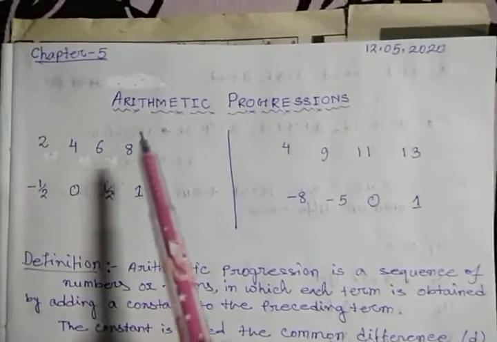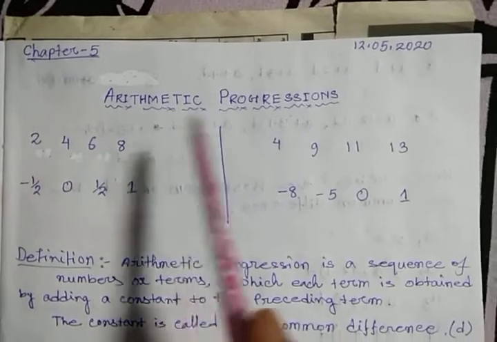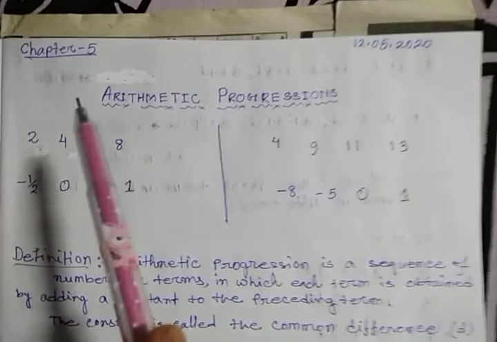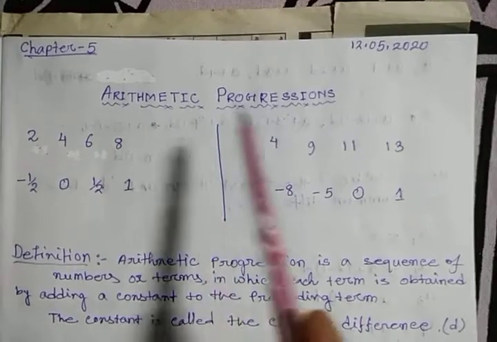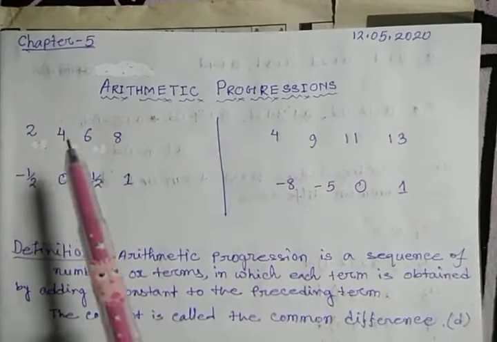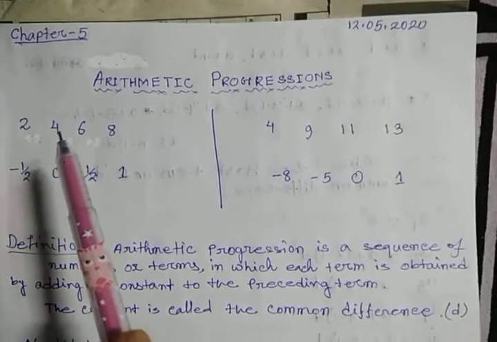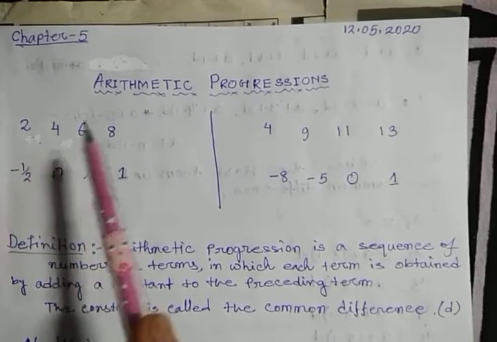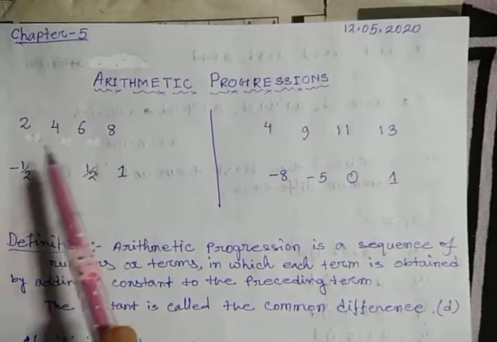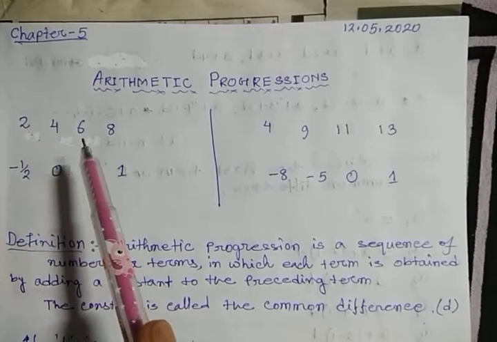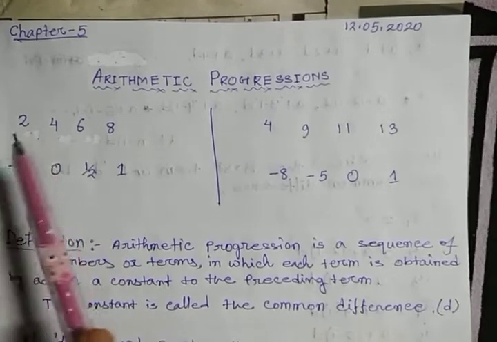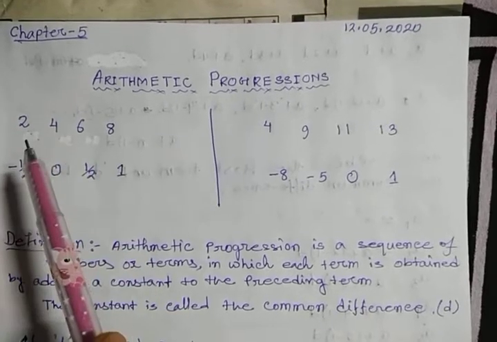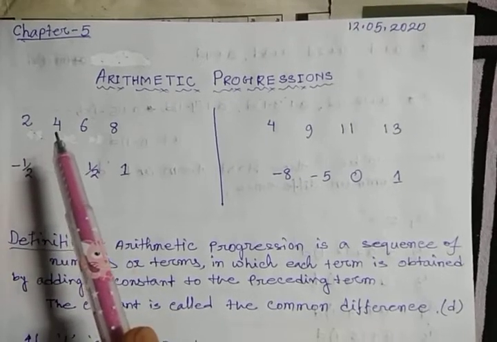Today we will discuss arithmetic progression. Chapter number 5, arithmetic progression. Now let us see the sequence of numbers like 2, 4, 6, 8. These numbers are in some pattern. 2, 4, 6, and you can see that these are the even numbers.